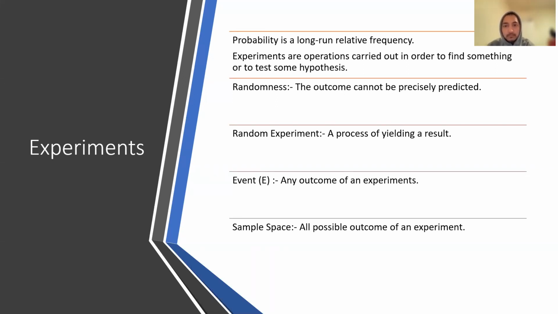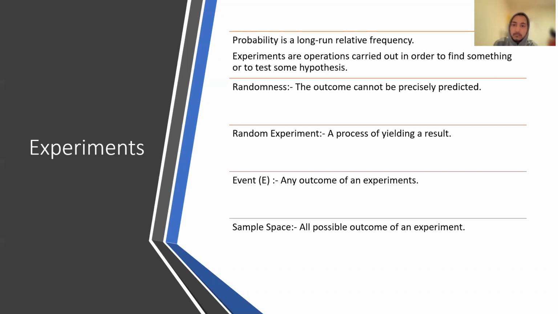Relative frequency means, in terms of total frequency, for example, if we are tossing a coin, the coin will have either head or tail, right? So relative frequency means if it is head, then it will be 0.5, 1 by 2, or tail, it's 0.5. So it gives us the relative result. So that's why it's a relative frequency. That's why we call the probability a relative frequency.